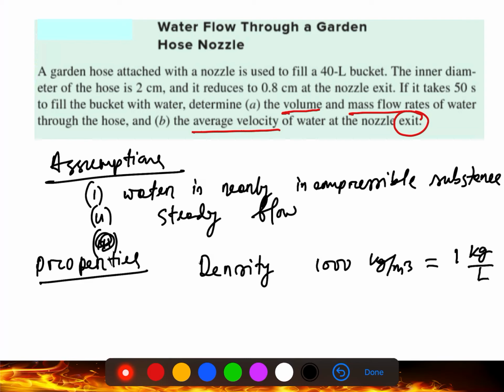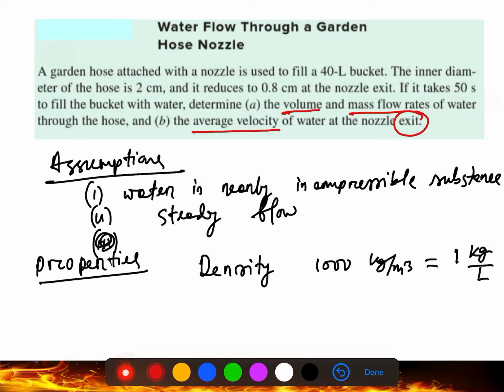So when we start with this problem, you see, guys, this garden hose is attached with a nozzle and it was used to fill a 40-liter bucket, right? At first we need to calculate the volume and the mass flow rate. It takes 50 seconds to fill that bucket. That means 40 liters of water are discharged in 50 seconds.